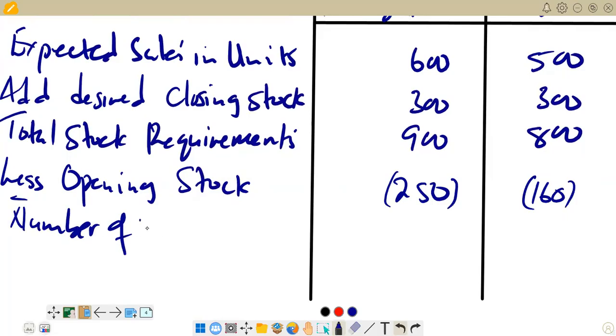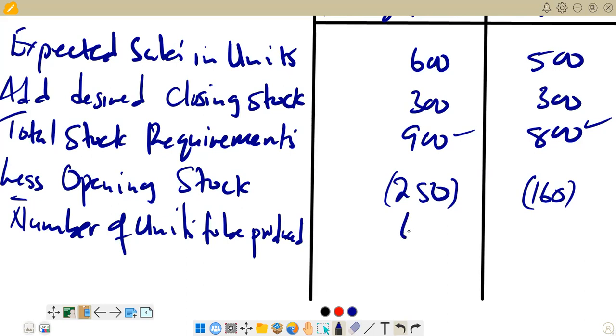Number of units to be produced. So this is our figure that we are looking for in the production budget. Remember, we already have a total here of 900 and a total here of 800. So we are now saying this total minus opening stock, 900 minus 250, and the figure that we are supposed to get there is 650.